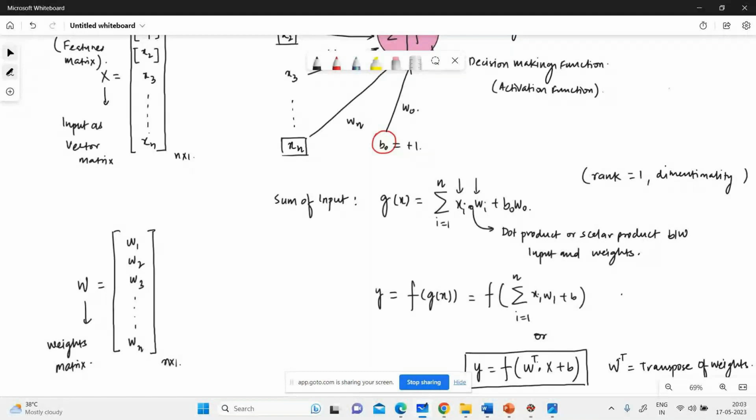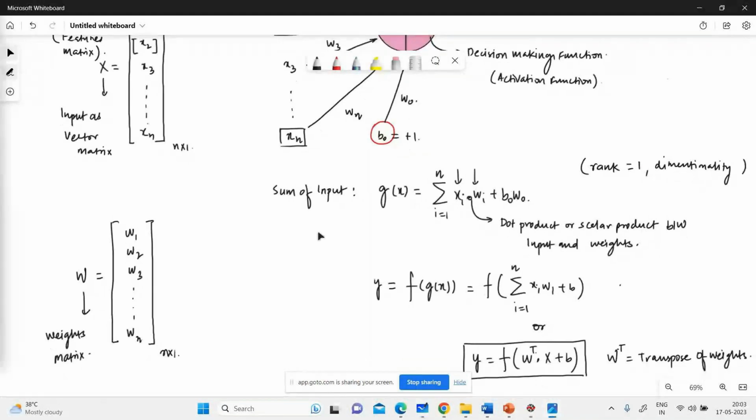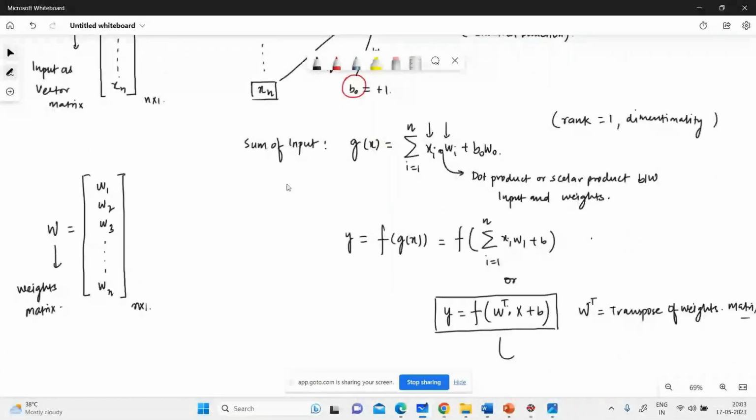Now, this equation that you observe is the linear equation or linear neuron equation. This is the basic equation here. What is f? F is the main part, and it will play an important role in getting y. This is the linear neuron equation.